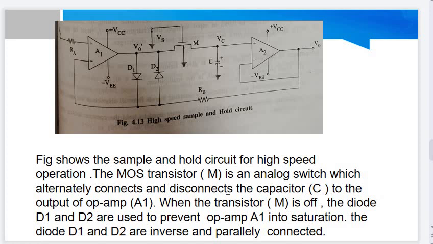This figure shows the MOS transistor M is an analog switch which alternately connects and disconnects the capacitor C to the output of op-amp A1. When the transistor M is off, the diodes D1 and D2 are used to prevent the op-amp A1 from going into saturation. The diodes D1 and D2 are inverse and parallelly connected.